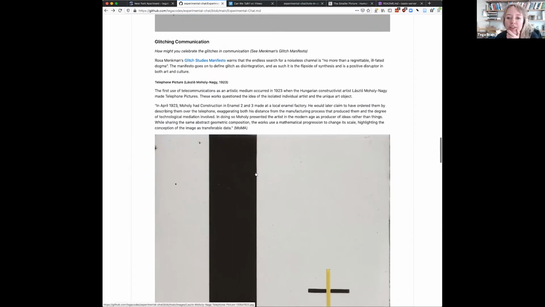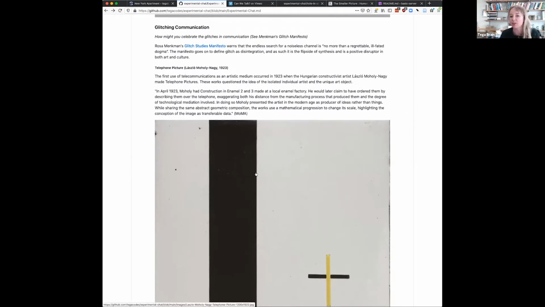Okay, let's just run through a few more. So glitching communication. I think glitch remains a really rich conceptual starting point when dealing with a project prompt such as this, because chat now is so ubiquitous that in order to estrange it, or produce a project that might draw our attention to something that is everyday, glitch and paying attention to where systems bend or break is a really rich conceptual starting point.